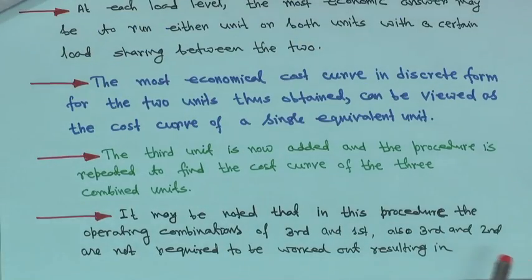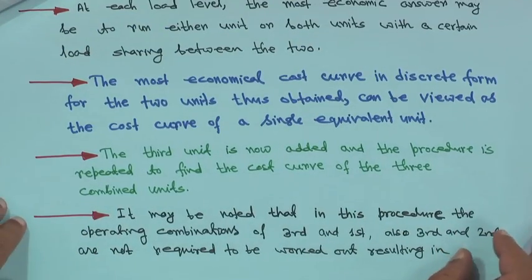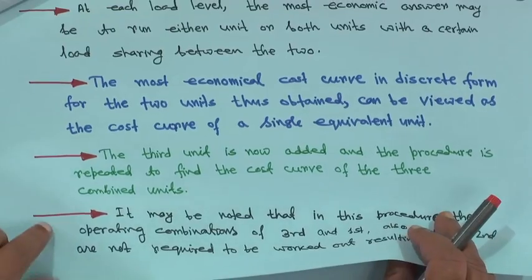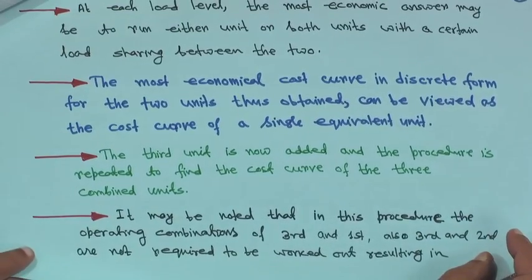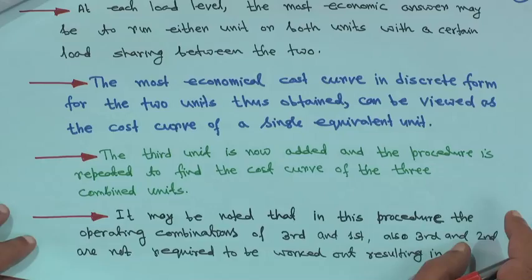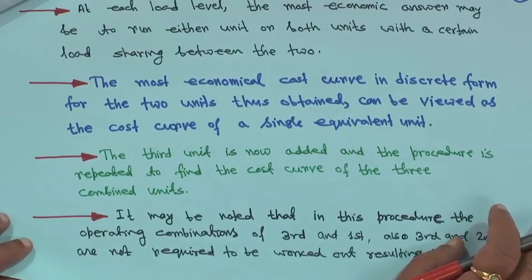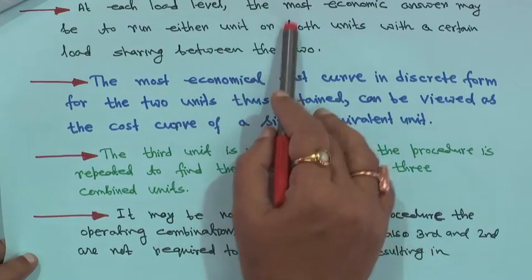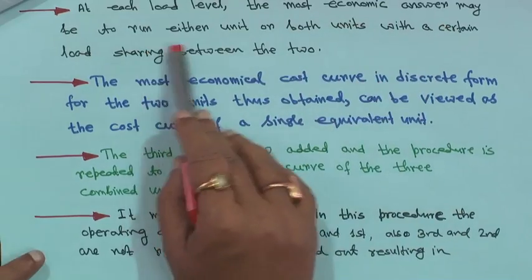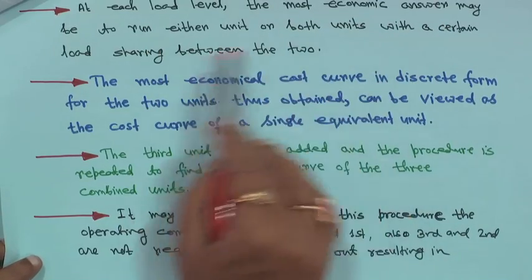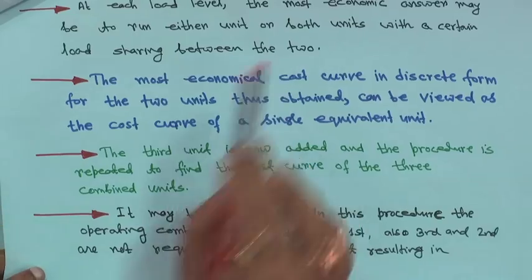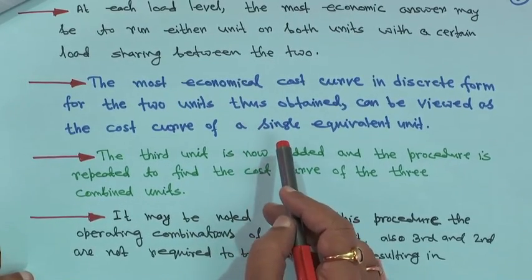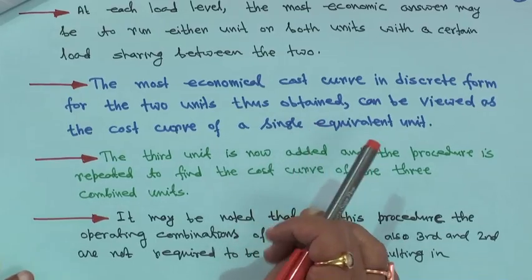First we will take 2 units, then we will add another one, third one, fourth one, like this. The way the units are numbered 1, 2, 3, 4 is arbitrary. It is not like I will first take the most efficient, then the second most efficient, nothing like that, just arbitrary, right. So at each load level the most economic answer may be to run either unit or both units with a certain load sharing between the two. It is not necessarily that the 2 units will run, right.